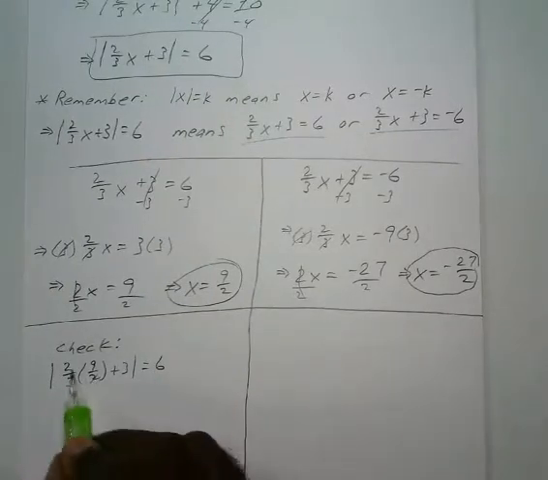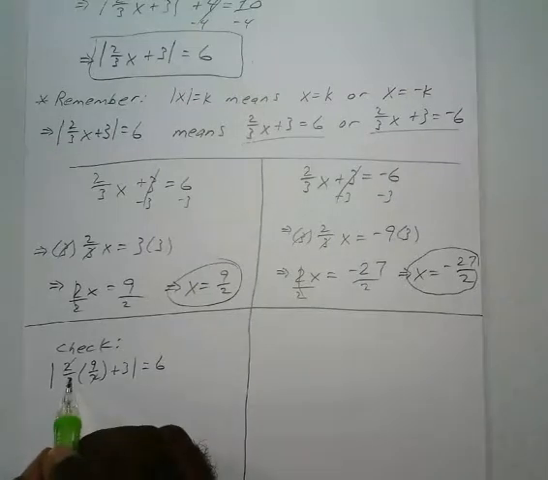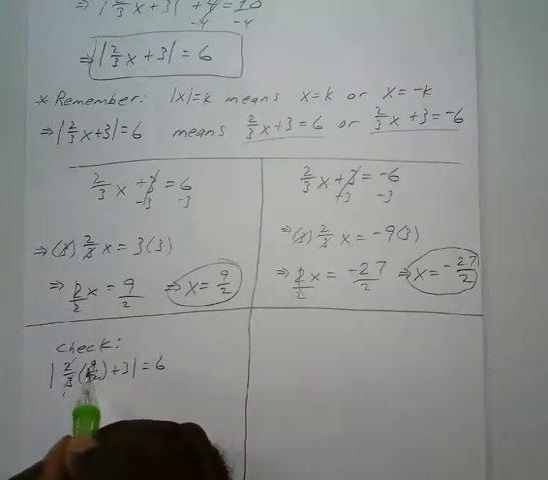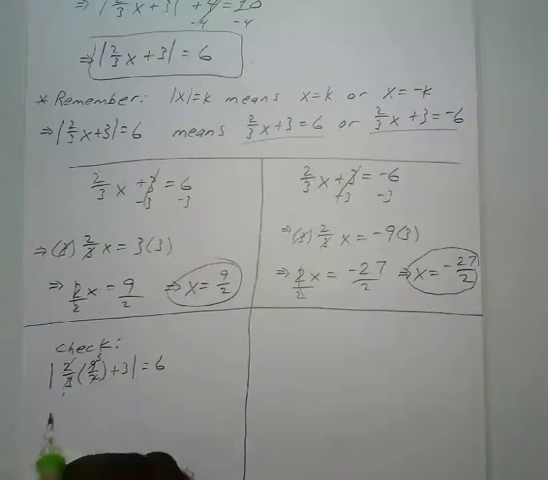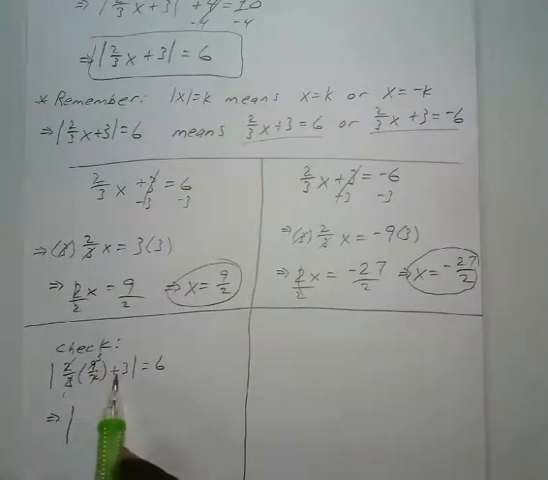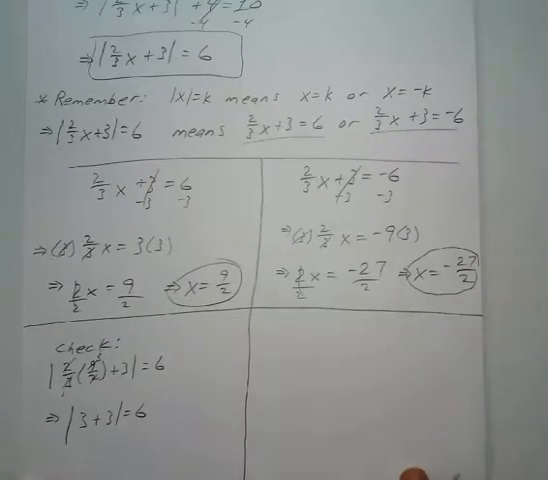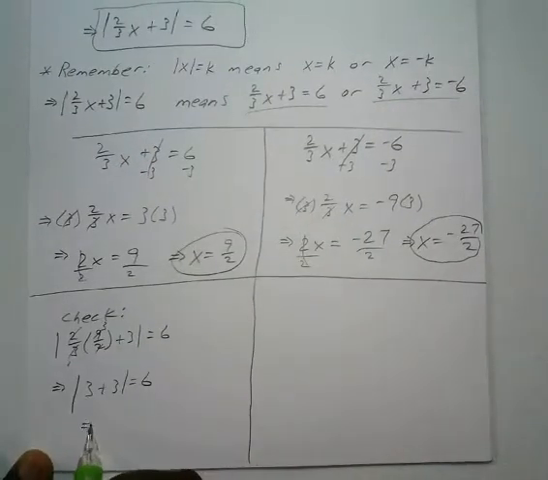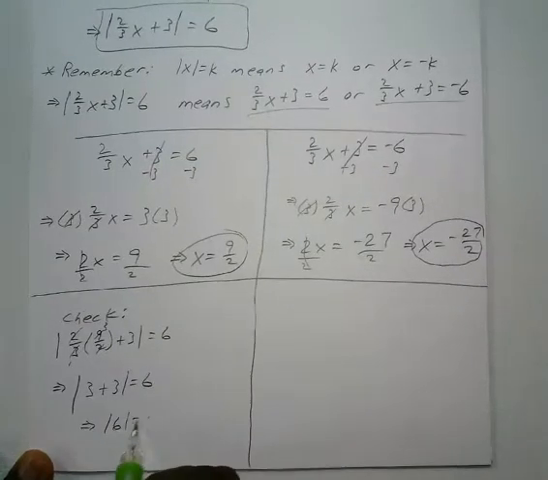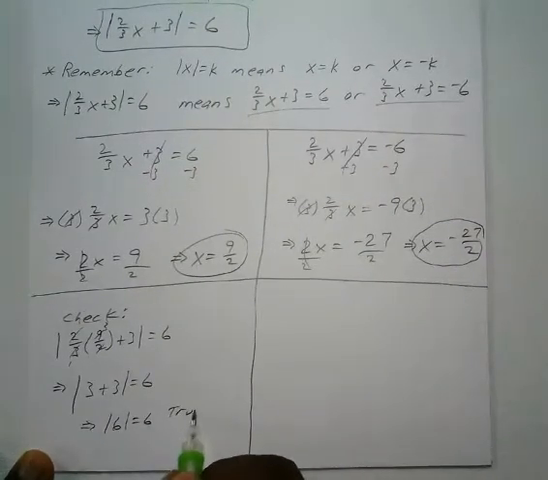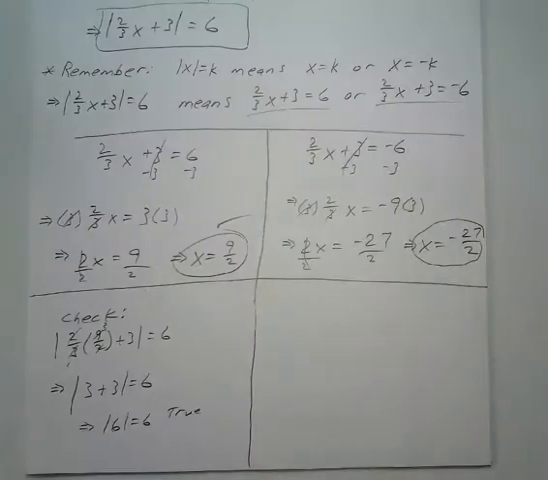Okay, so these 2's cancel out. 3 goes into 3 once. 3 goes into 9 3 times. So we have the absolute value of 3 plus 3 equals 6, which gives us the absolute value of 6 equals 6, which is true. So we know this answer is good.